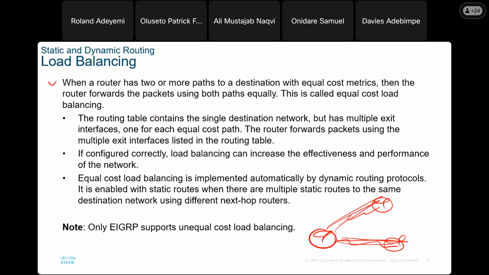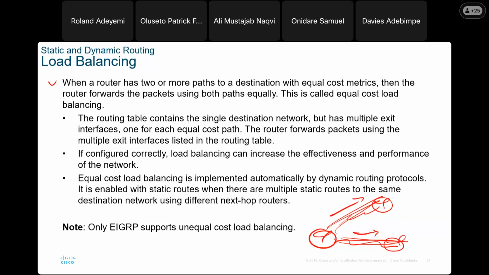When a router has two or more paths to a destination with equal cost metrics, that is, the speed is the same, then the router forwards the packets using both paths equally. This is called equal cost load balancing. The routing table contains a single destination network, but multiple exit interfaces, one for each equal cost path. I'm using speed most of the time, but that's not the only thing used to determine the best path to the destination. Latency is also used by some routing protocols, but in layman's language, speed or bandwidth is the best.